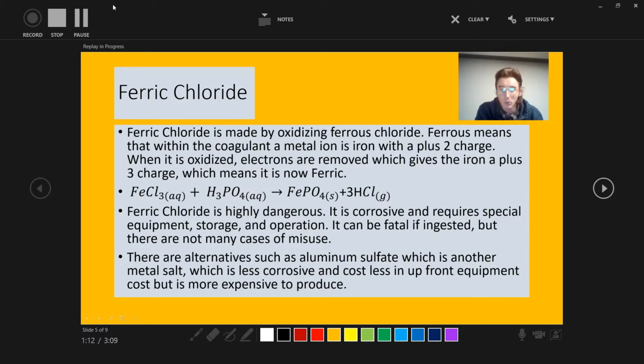So if you oxidize it, which means remove an electron, it gives the iron a +3 charge, which is the charge of ferric in ferric chloride.